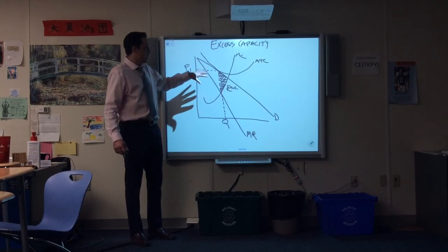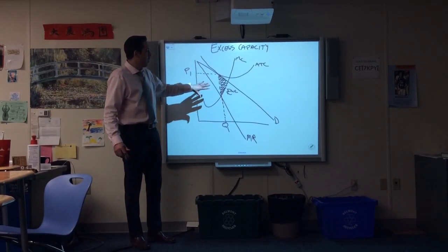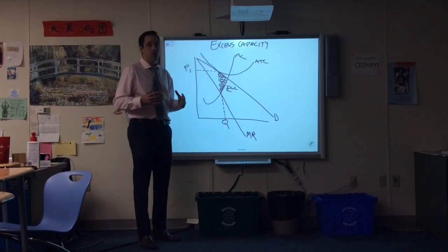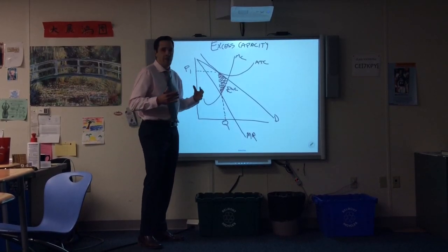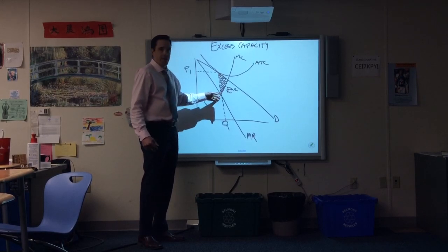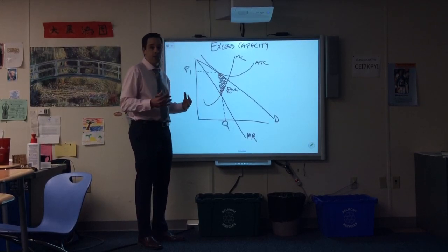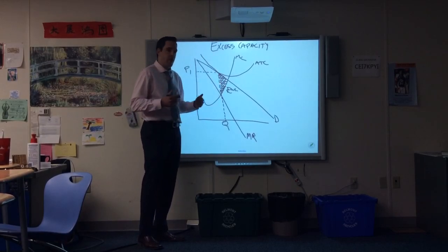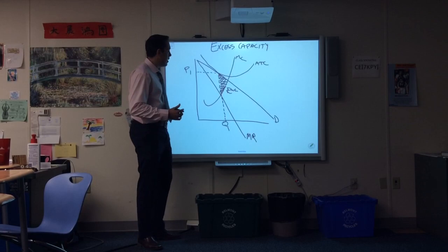A monopolistically competitive firm in the long run. In the long run, monopolistically competitive firms, MoCos, earn no economic profit. They earn a normal profit. So although they're producing where MR equals MC, a profit-maximizing price and quantity, there's deadweight loss that exists. They're inefficient and not allocatively efficient.